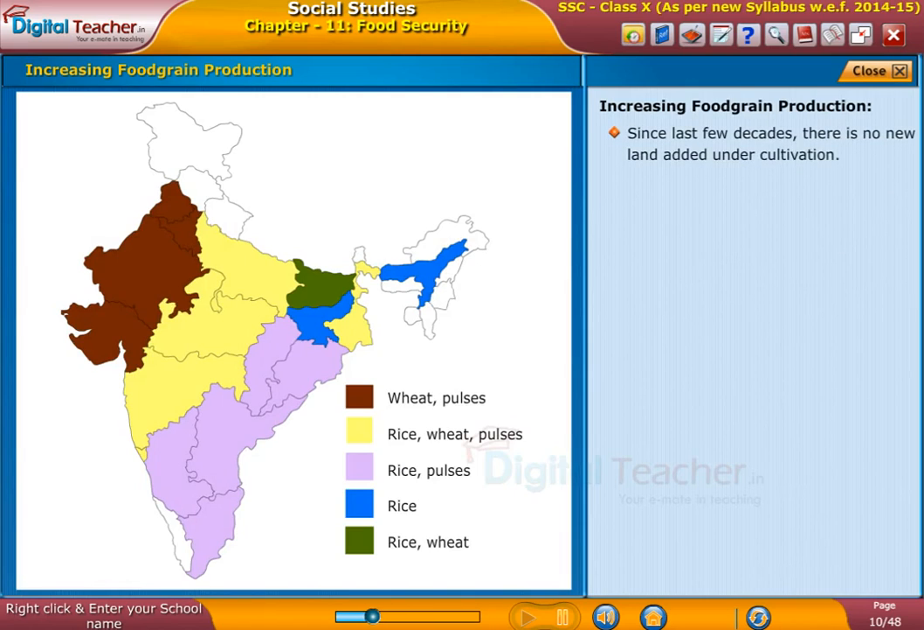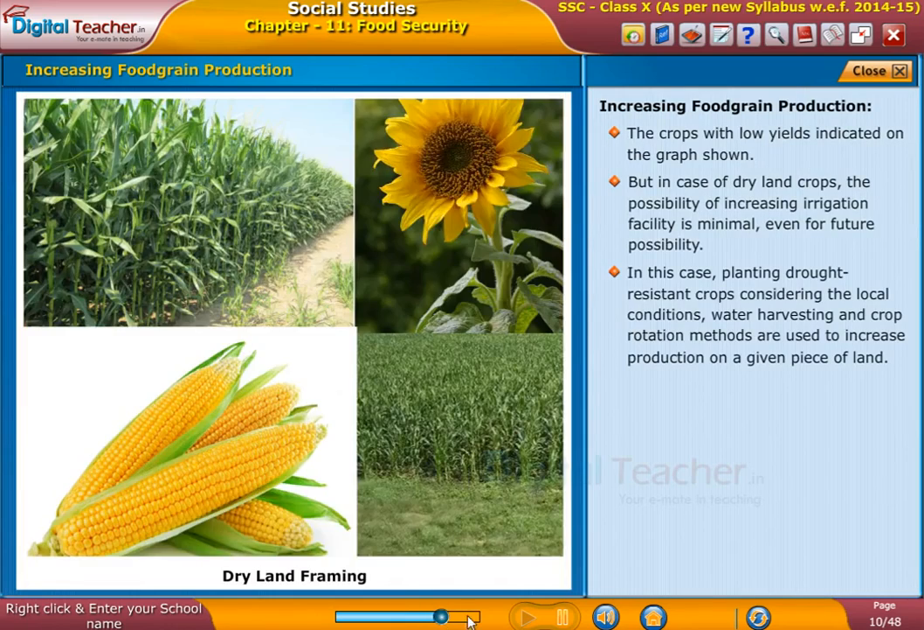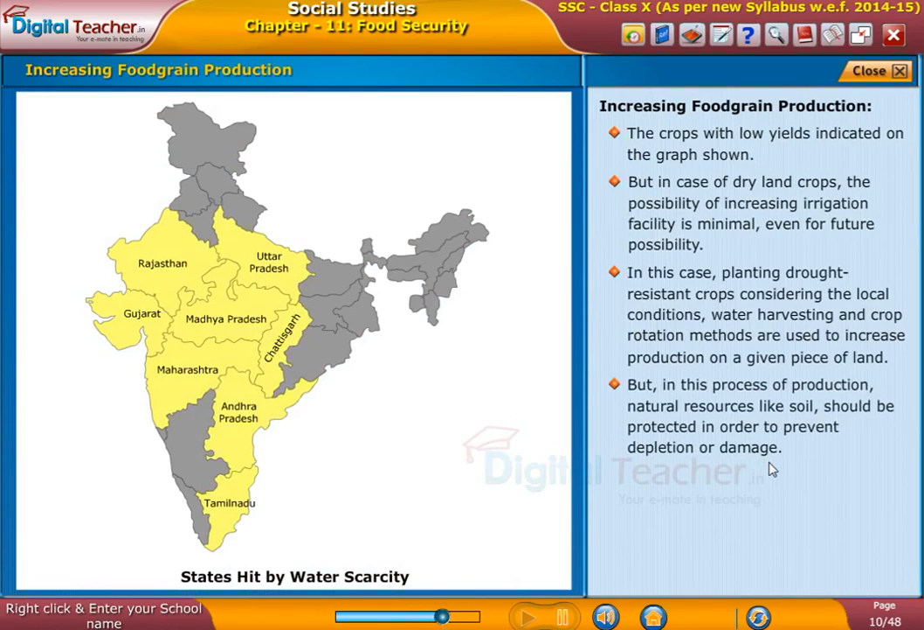Since last few decades, there is no new land added under cultivation. Hence, we need to concentrate on increasing yield of crop. To increase yield, but in this process of production, natural resources like soil should be protected in order to prevent depletion or damage.